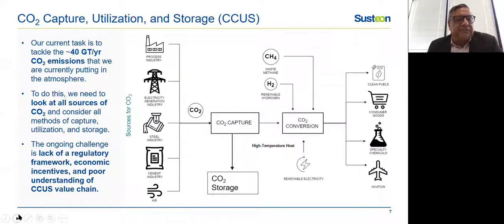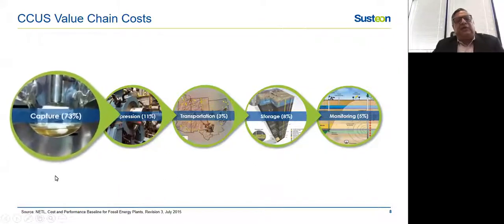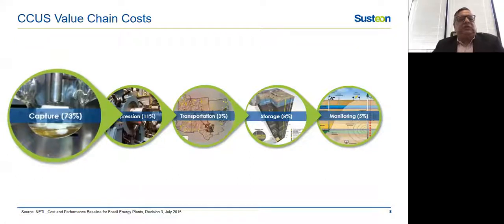So if you look at the CCS value chain, capture is 73% of the cost. If CO2 costs $100 a ton, roughly $73 goes to capture. About 11% is compression, 3% transportation, 8% storage, and 5% monitoring if you store the CO2 underground. So capture is the largest component, where most of the work has been done from the R&D and technology side. So I'll talk about that.